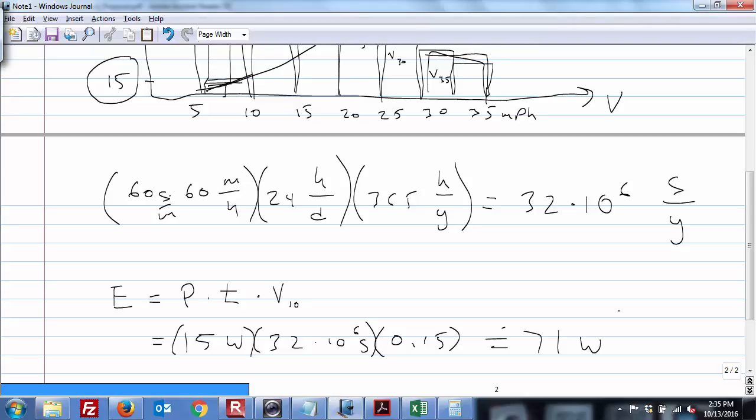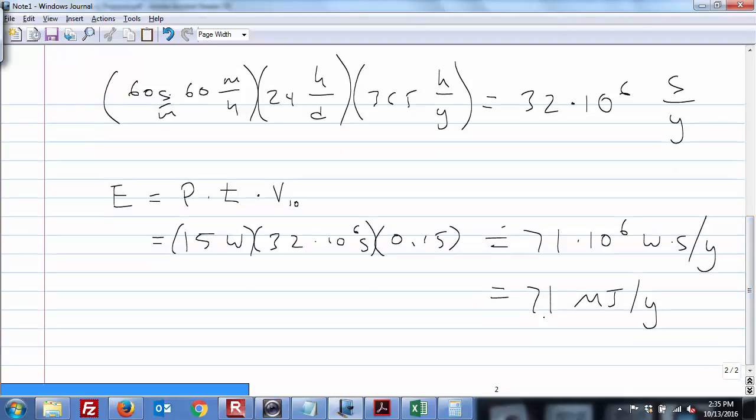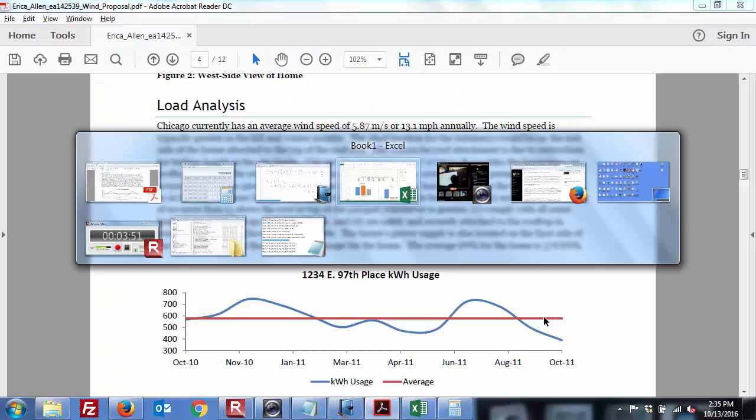71 watts, 71 times 10 to the 6th watt-seconds equals 71 megajoules per year. And what's the conversion from megajoules to kilowatt hours? 3.6. 1 kilowatt hour is 3.6 megajoules. It's a good one to know.